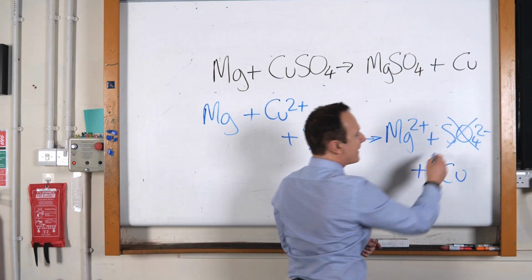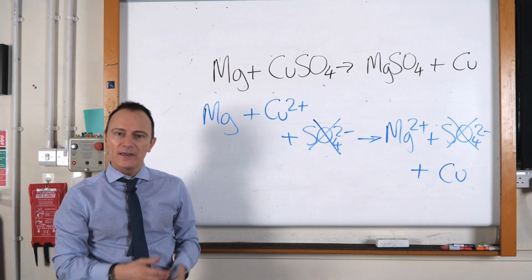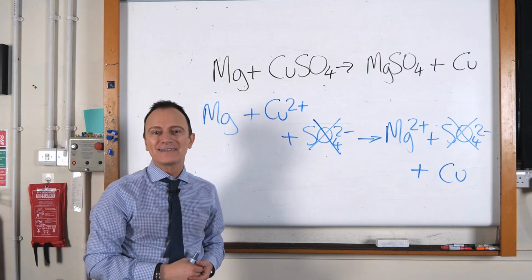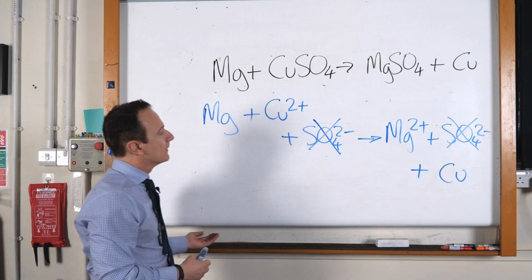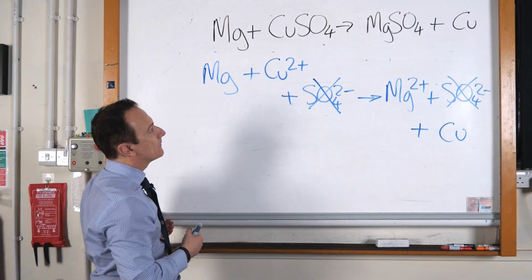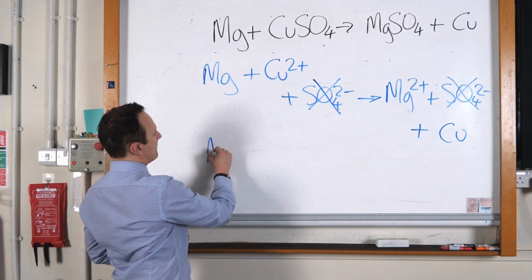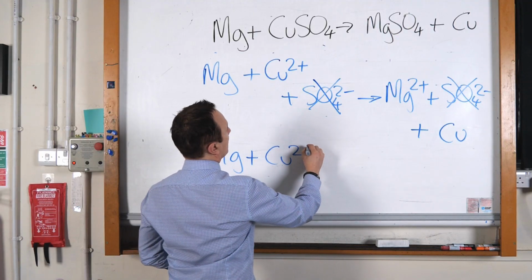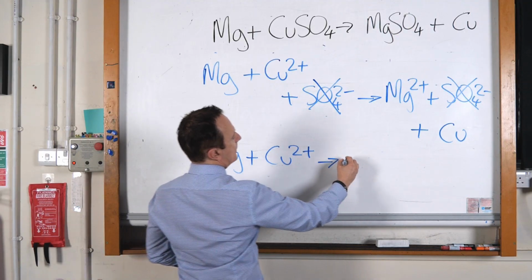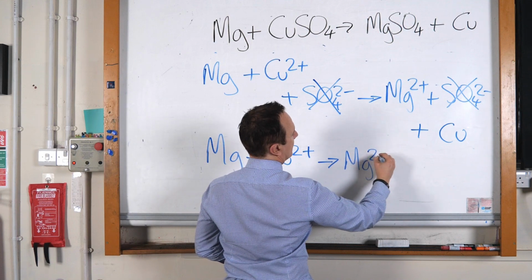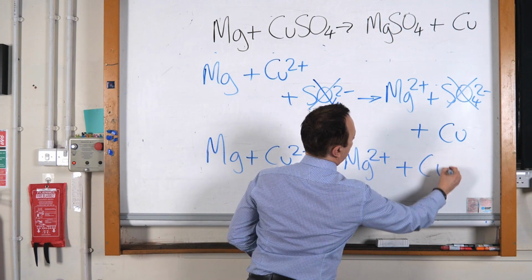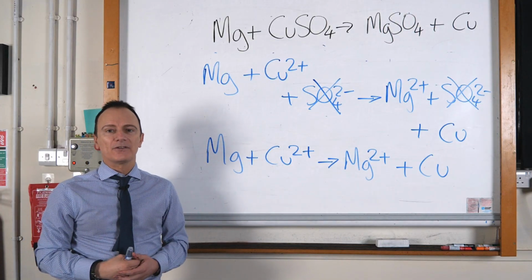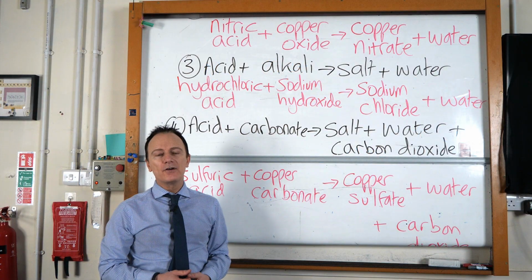It's what we call a spectator ion, because it just sits on the sidelines watching without taking part, just like a spectator at a sporting event. So let's now write out the ions and atoms that we're left with. And we've got magnesium atoms plus copper ions changes into magnesium ions and copper atoms. So that is our final ionic equation.